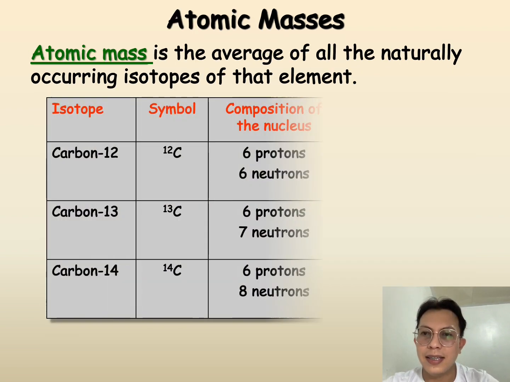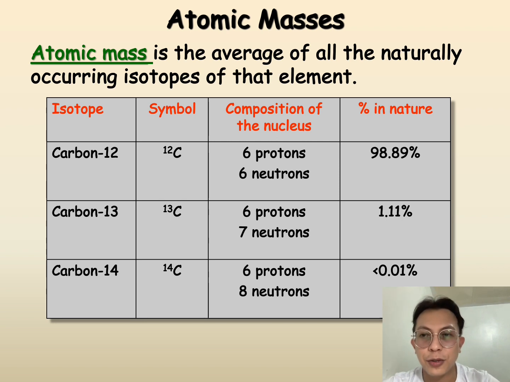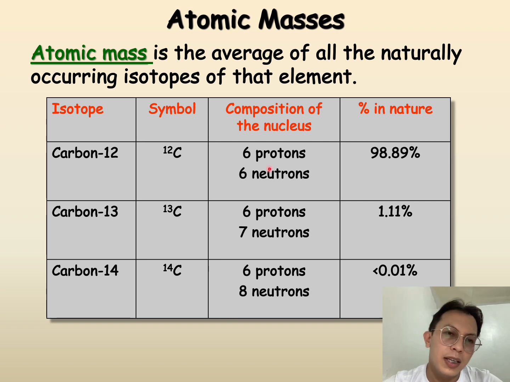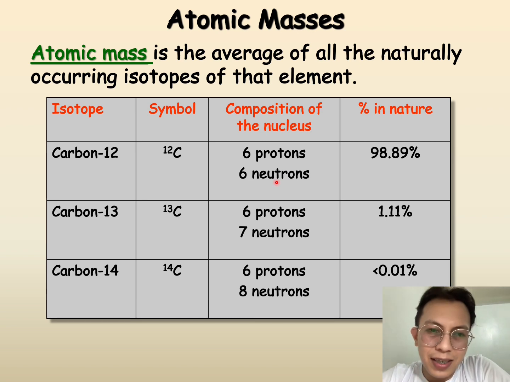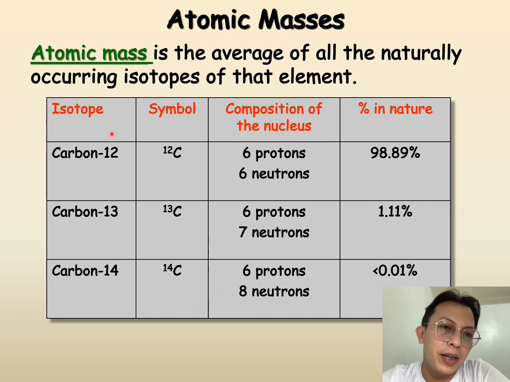So atomic mass is the average of all naturally occurring isotopes of that element. For example, we have the isotopes carbon 12, 13, 14. The symbols are C12, C13, and C14. So basically, again, isotopes differ in the number of neutrons. For example, carbon 12 has 6 neutrons, carbon 13 has 7 neutrons, and carbon 14 has 8 neutrons. So therefore, that 12, 13, 14 is the atomic mass, because it's the aggregate number of protons plus neutrons.